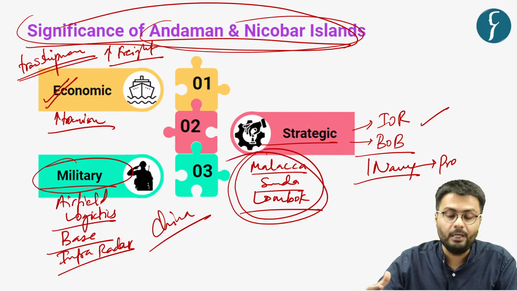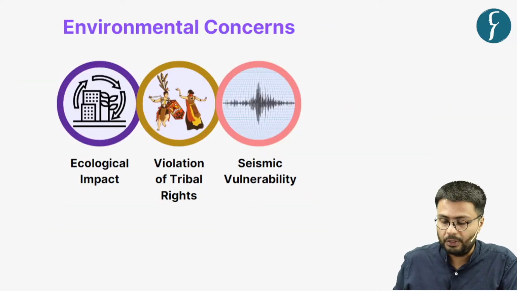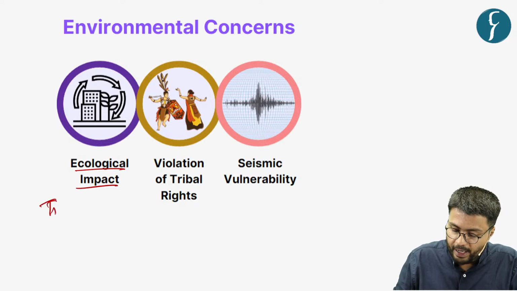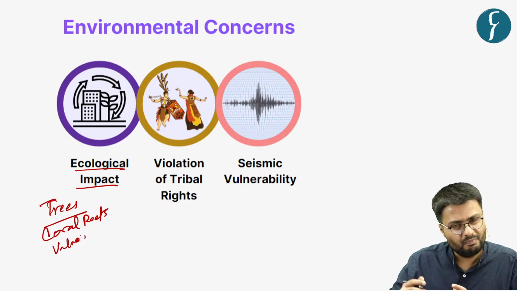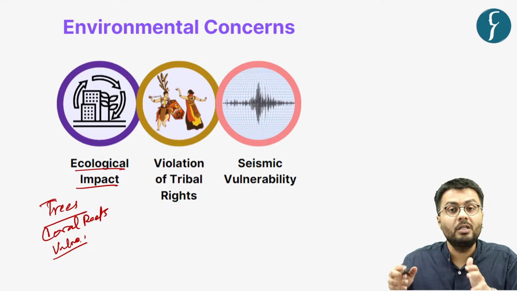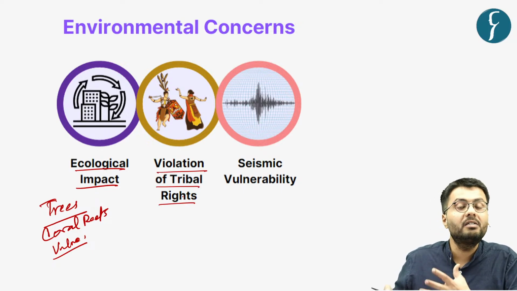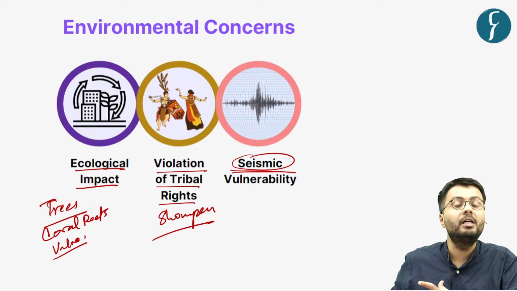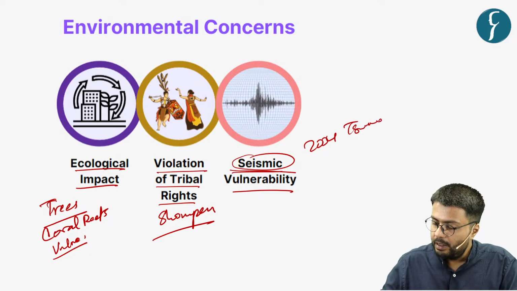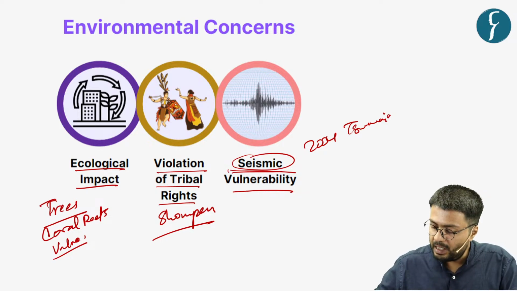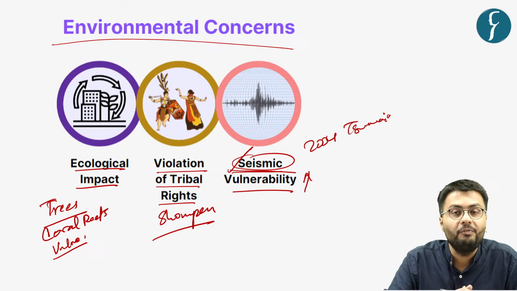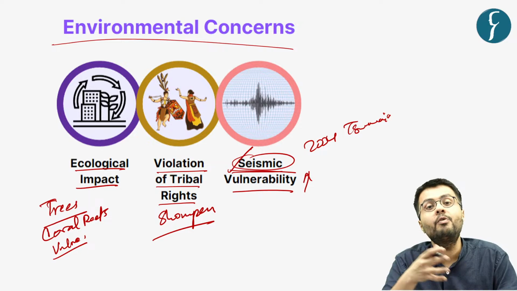However, despite various developments across the economic and military sectors, there are several consequences as well. For example, this project has had several ecological impacts on the region, because it has led to the felling of trees, destruction of coral reefs, as well as threat to vulnerable species such as various turtles and birds. Also, the felling of trees violates the rights of indigenous tribes in the area, such as the Shompen tribes. Also, this area is witness to significant seismic vulnerability because of the 2004 tsunami incident. This area witnessed subsidence in its region. So this has increased the seismic vulnerability of the Great Nicobar Islands. So these are the environmental concerns that any developmental project will face in the Great Nicobar region. So with this, we move to the next set of articles.